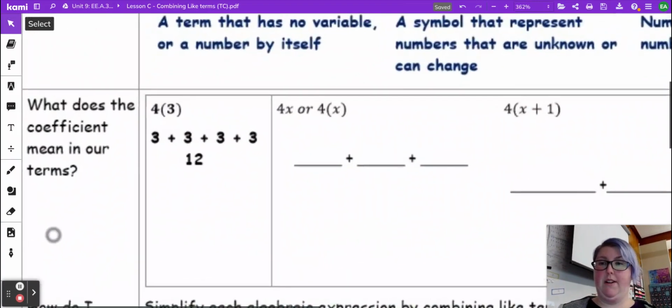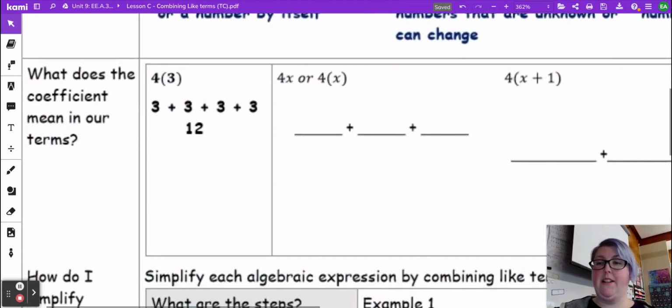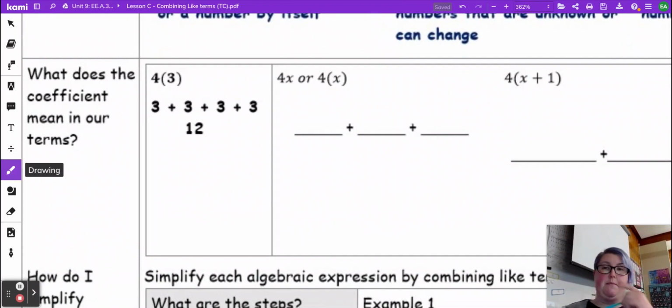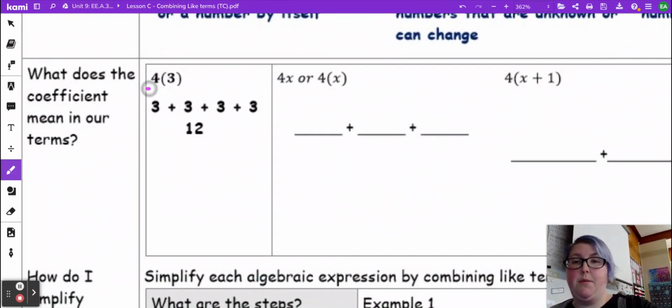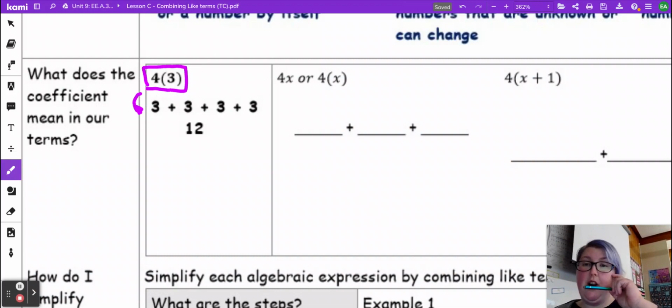All right, so what does the coefficient mean then? Let's look more deeply at what this means. So here we have our example. 4 is the coefficient and 3 is the number. So if you write it out, that means there are 4 3's that you add together. That's what 4 times 3 means.